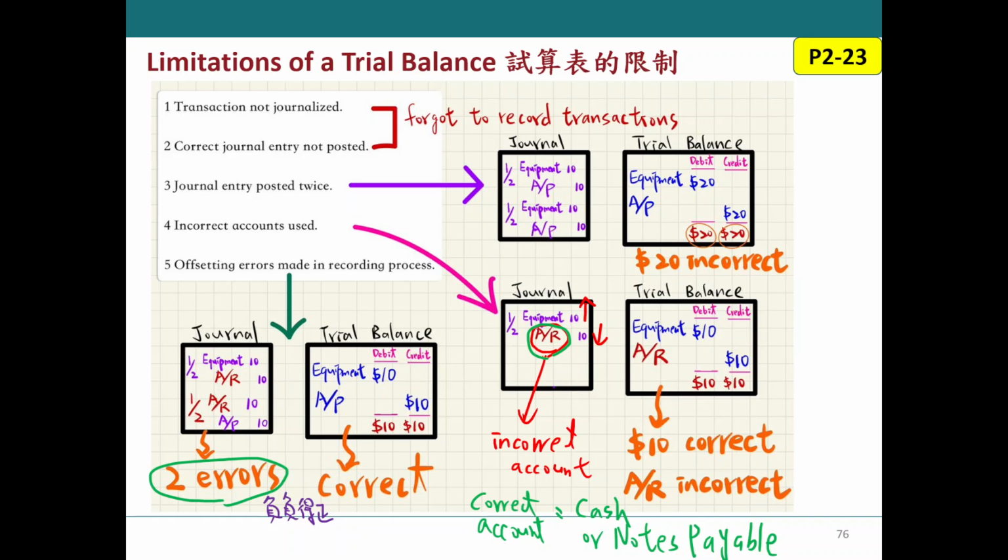负负得正 means wrong become correct. Okay, so two errors cancel each other, so you still got total debit equal to total credit. But you should understand, you still made a mistake. Okay, any questions? So here just give you a couple cases to let you understand. Even though total debit equal to total credit, it doesn't mean you are 100% correct. Okay, nothing for free. Nothing is 100%.